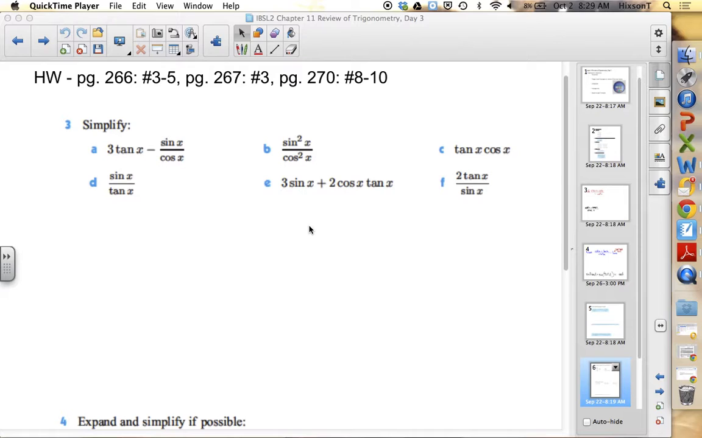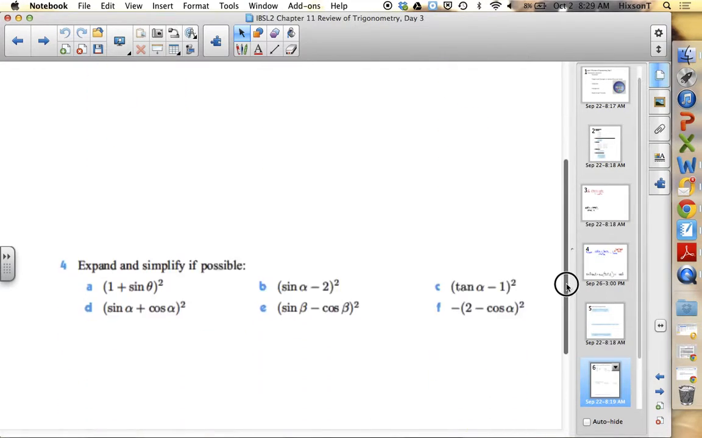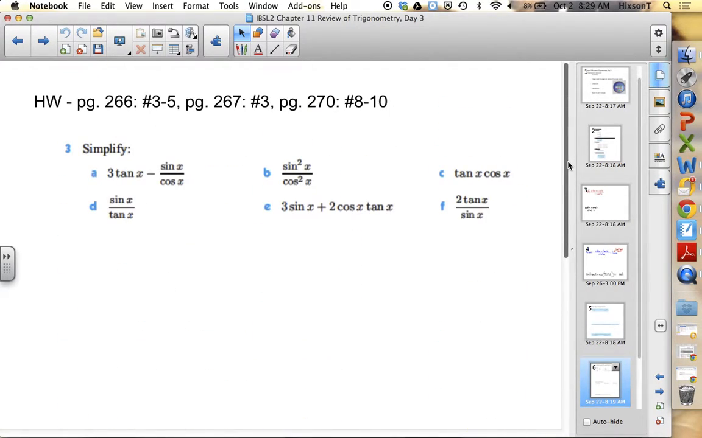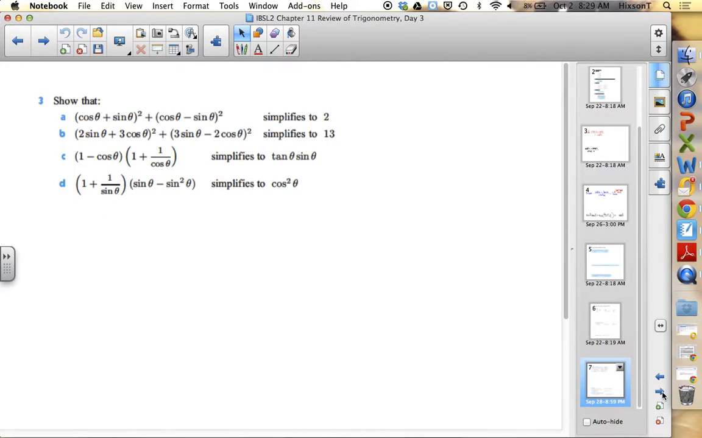Alright, so we'll start looking at 3A from 267. That's on the next slide. Alright, 3A. Show that this one simplifies to 2. So, what did you do first of all? I distribute, like I FOIL.